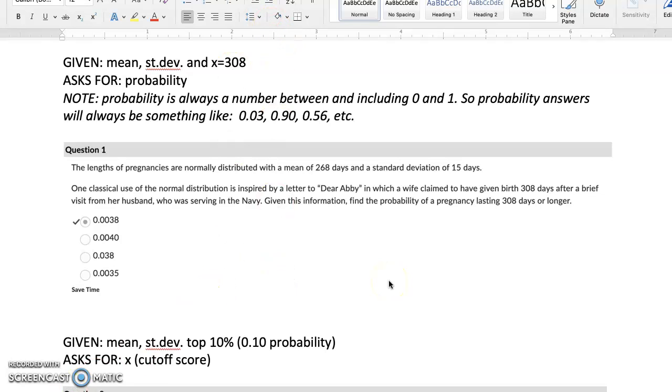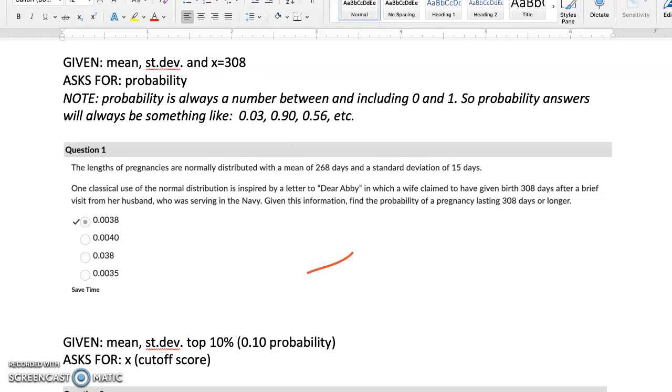So let's look at a couple of examples of normal distribution. This one says that pregnancies are normally distributed with a mean of 268 days and a standard deviation of 15 days, so that's what you're given. In addition to that, you are also given 308 as a number, so that's pretty much going to be your X value. And it says find the probability of a pregnancy lasting 308 days or longer.